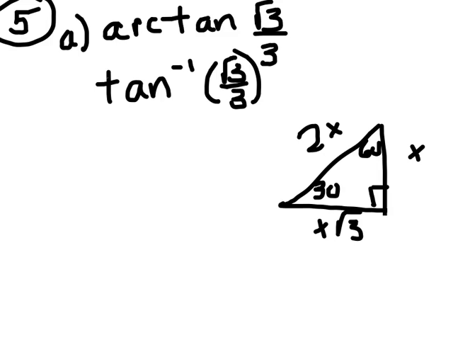To get the square root of 3 over 3, didn't we have this, and then we rationalized it?